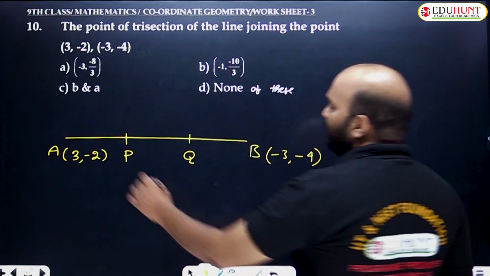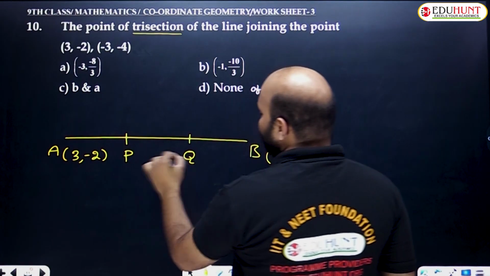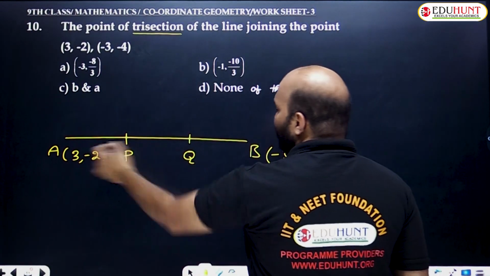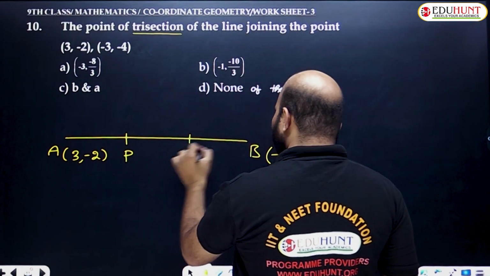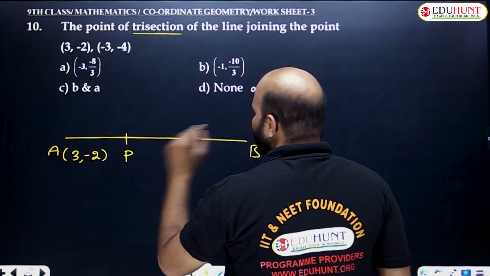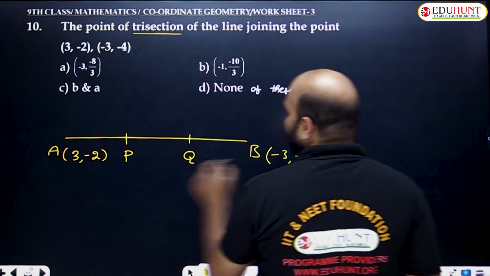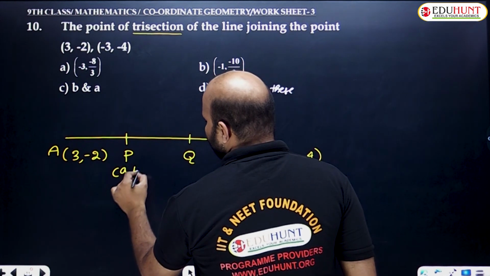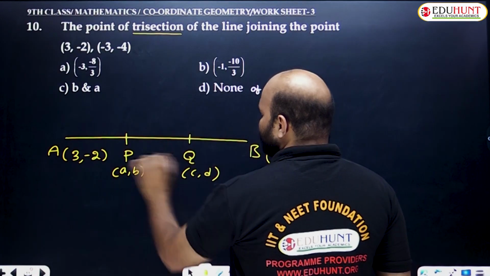So it can be AP equals PQ equals QB. That is called trisection. P and Q trisect the line joining points AB. That means AP, PQ and QB values are equal. First, let me take P coordinates as (a, b) and Q coordinates as (c, d).